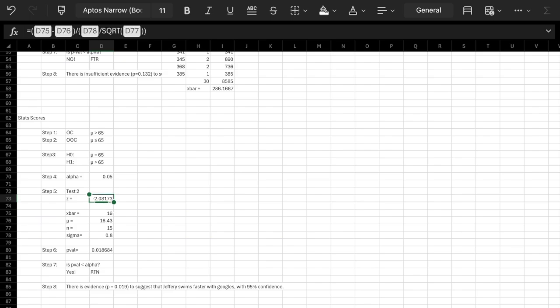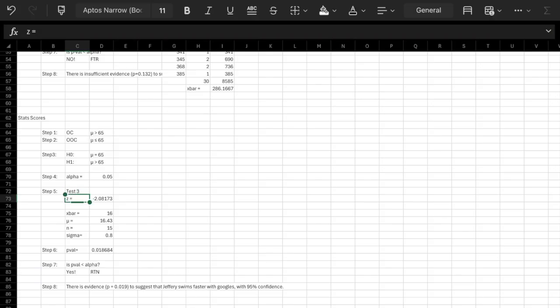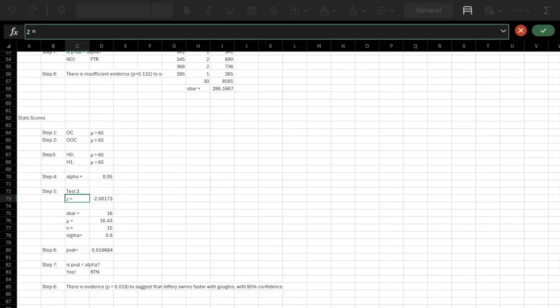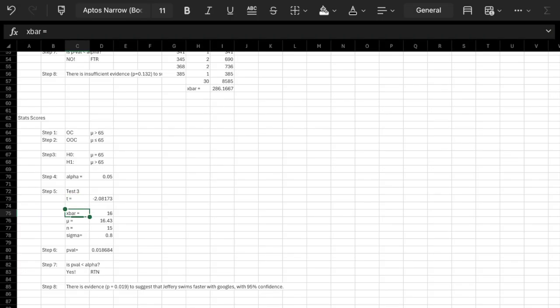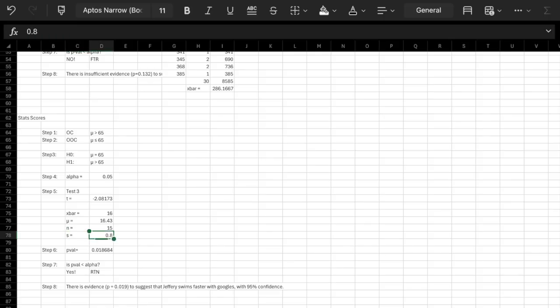Okay, now the test statistic. This is different because, as we said, this is test 3. So it's not going to be a z equals. It's going to be a t equals. We're still going to need x bar. We're going to need mu. We're going to need n. But we're not going to have sigma. There is no sigma. It's going to be s. S equals.